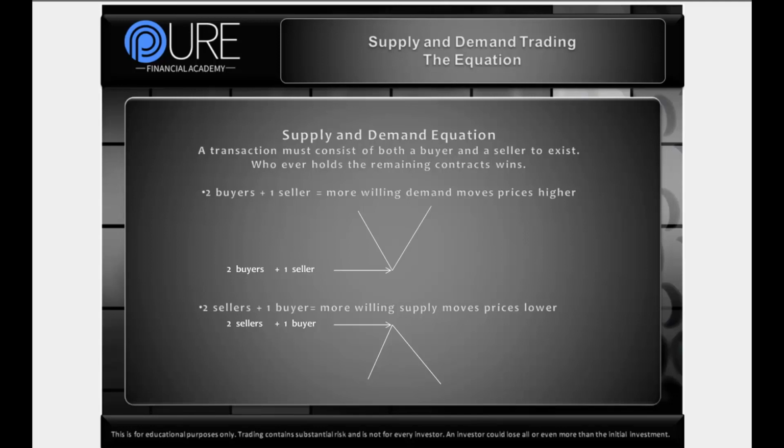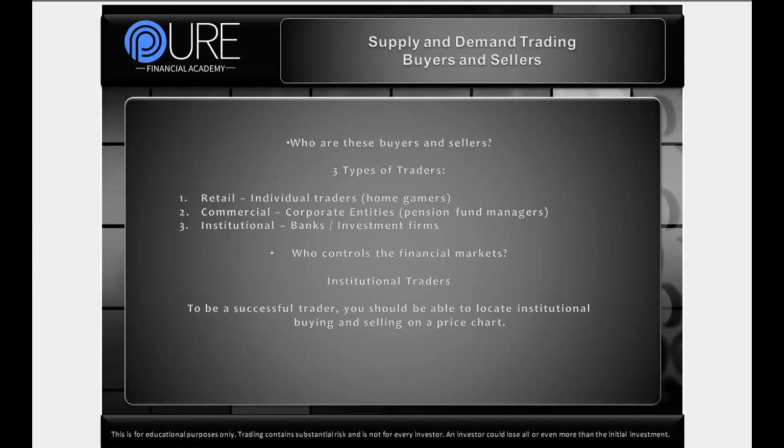So whoever holds the remaining out of those, let's say in this scenario, there are two buyers and one seller. Of course, we would anticipate that price would therefore move higher. The opposite is if there are more sellers than buyers, then price would decline, as we mentioned previously. So it's a very simple, very basic equation. More buyers, we go higher. More sellers, we go lower. But this is not really delving into the methodology, so I'm trying to move a little bit faster through this.